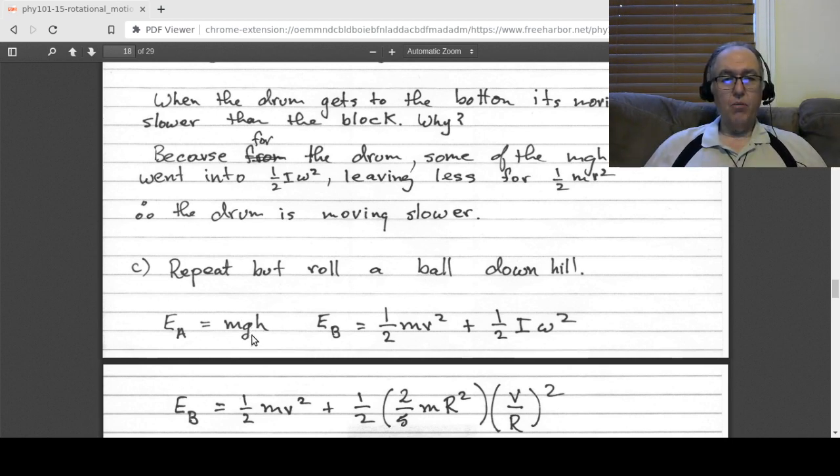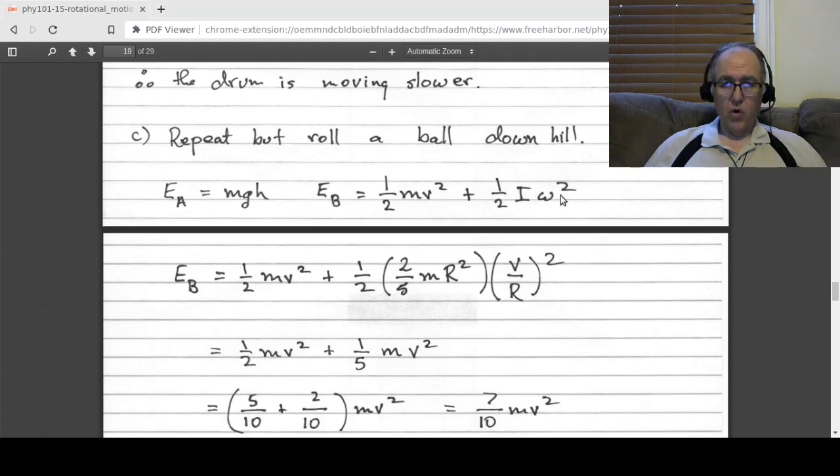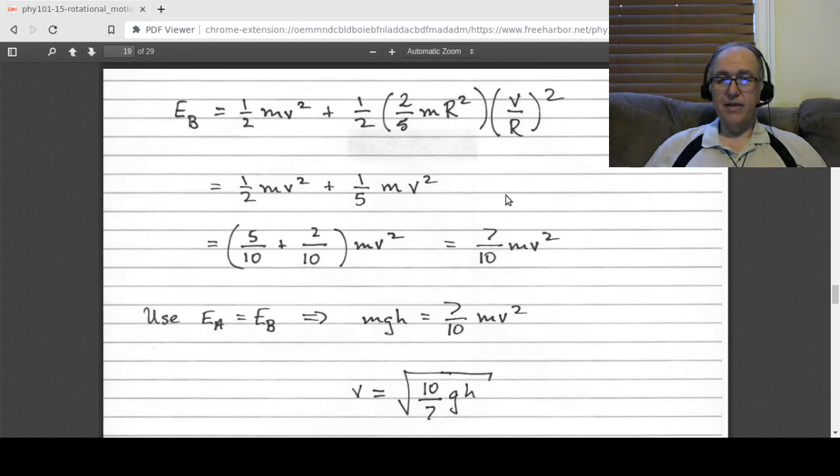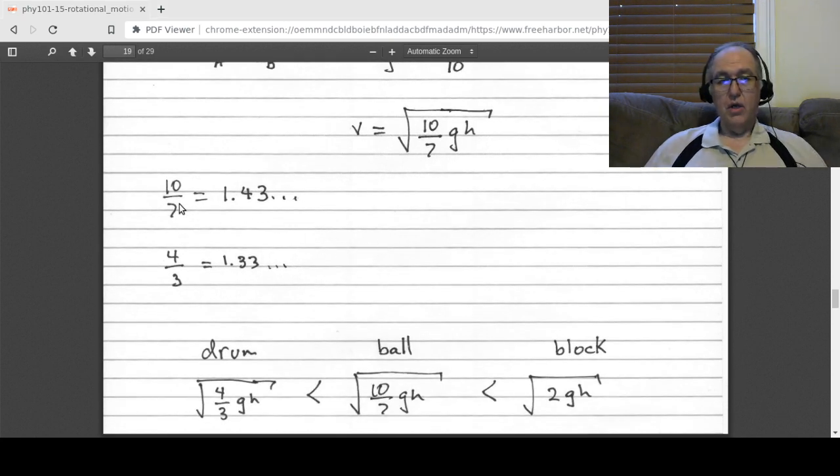Okay, so now we have again the energy at the top mgh, the energy at the bottom 1/2 mv squared plus 1/2 I omega squared. And for omega, still v over r, but now I for a solid ball is 2/5 mr squared. And so working this out, you get a different factor in front here. You get 7/10, and so solving for v, you get that v is equal to the square root of 10/7 gh. Now, if you compare 10/7 to 4/3 to 2, 10/7 is 1.43, 4/3 is 0.33, like that.